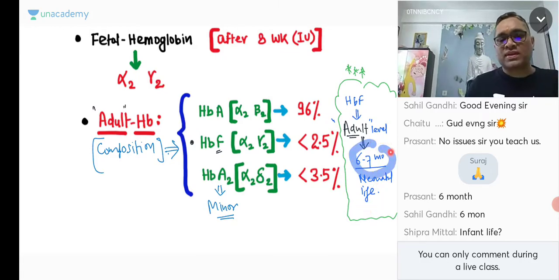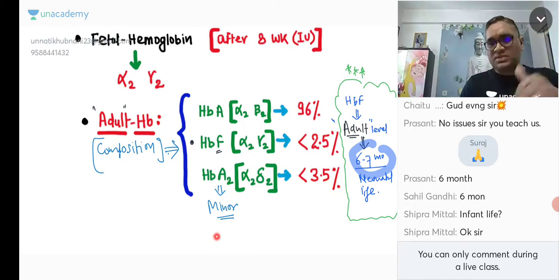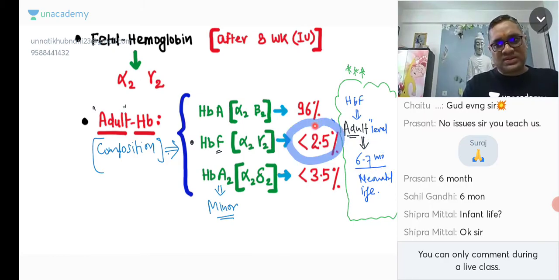Remember, because my pediatrics is not very good, so there is nothing to discuss and mess up with you people, right? So fine, it's okay. After birth, over 6 to 7 months it will become normalized, which means it will reach the adult level. And what is adult level? Less than 2.5%. Clear? So now you understood.